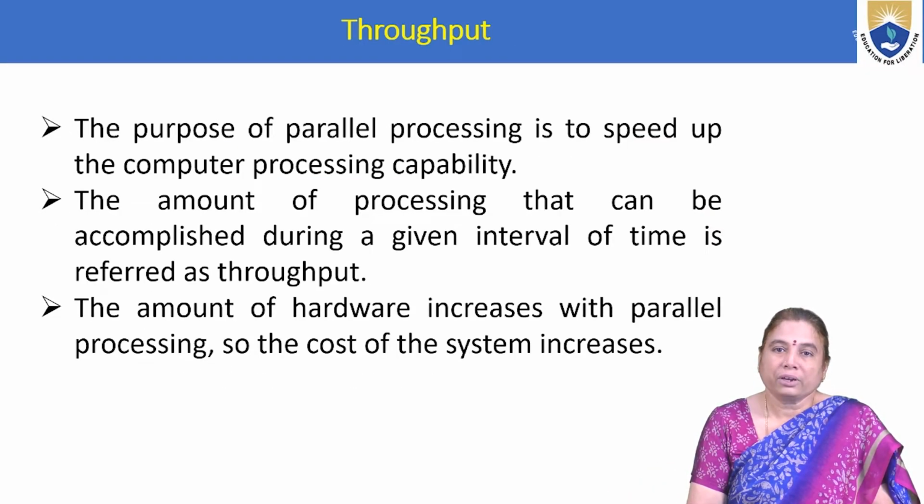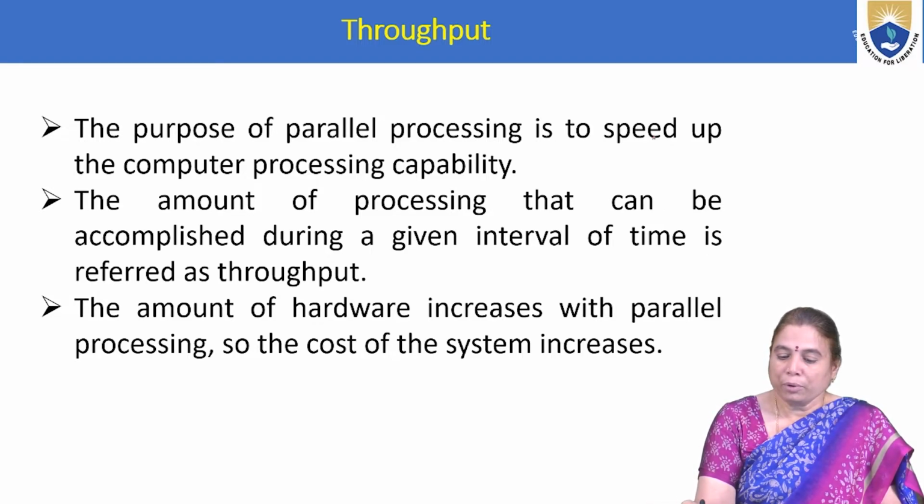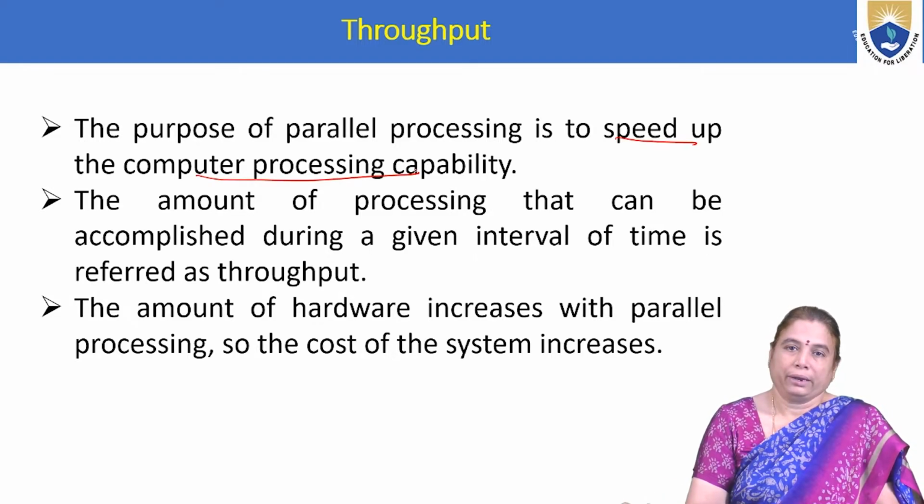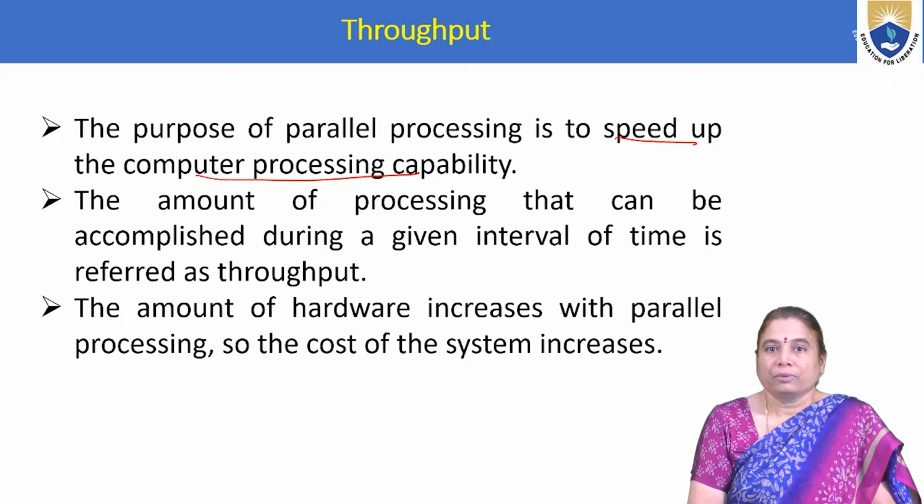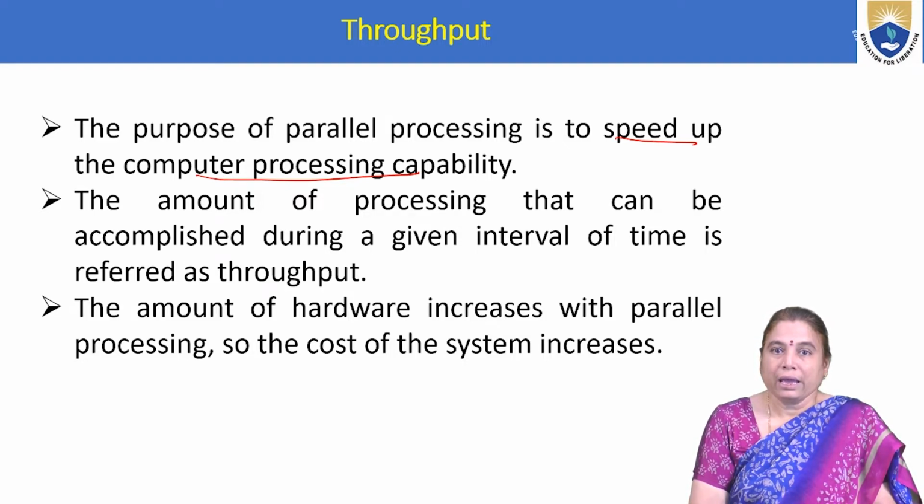So, what is the objective of parallel processing? The purpose of parallel processing is to speed up the computer processing capability. This processing capacity generally refers to the term throughput. What does throughput mean? The number of instructions that are executed within a unit of time is generally referred to as throughput.